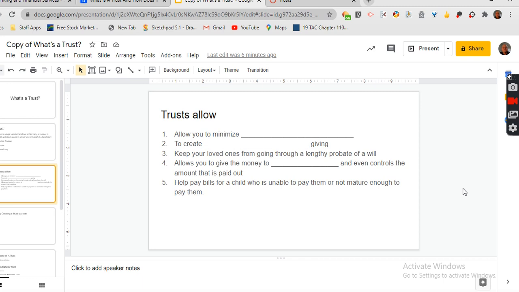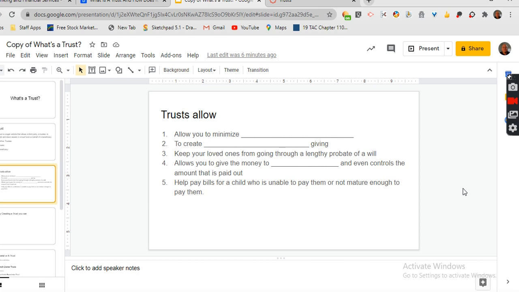Number 4, it allows you to give money to the individual or charity, and even controls the amount that's paid out. What that means is that setting up the trust allows you to say exactly who you want to get it and even control the amount they get. So if you were giving a trust to your children in the future and you wanted them to have $1,000 a month, then it would say $1,000 a month. No matter how much it's producing, it's only giving them $1,000 a month. Maybe they're not good with money, but that's kind of what it's set up to do.